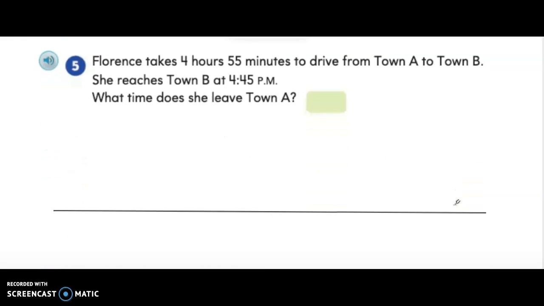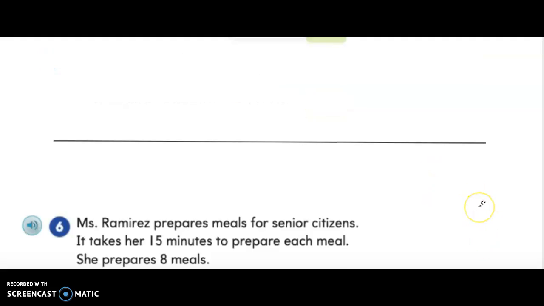Number 5, Florence takes 4 hours 55 minutes to travel from town A to town B. She reaches town B at 4:45 p.m. What time does she leave town A? So you need to think town A is the start time. She's going from town A to town B, so town B time should be your end time here.